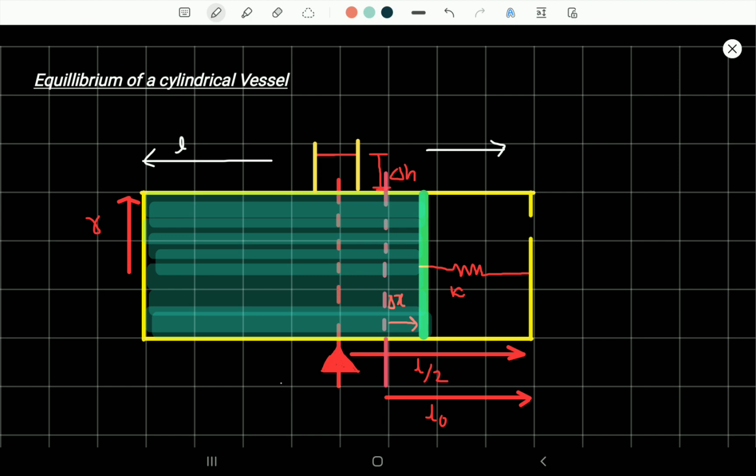Now a piston is placed at the middle of the cylindrical vessel, and then water is filled in that. What would happen? Water would exert some hydrostatic pressure on the piston, and the piston, having some mass, is connected with a spring of force constant K and natural length L naught. The value of L naught was given as 15 centimeter, and L by 2 is approximately 16.5 centimeter.